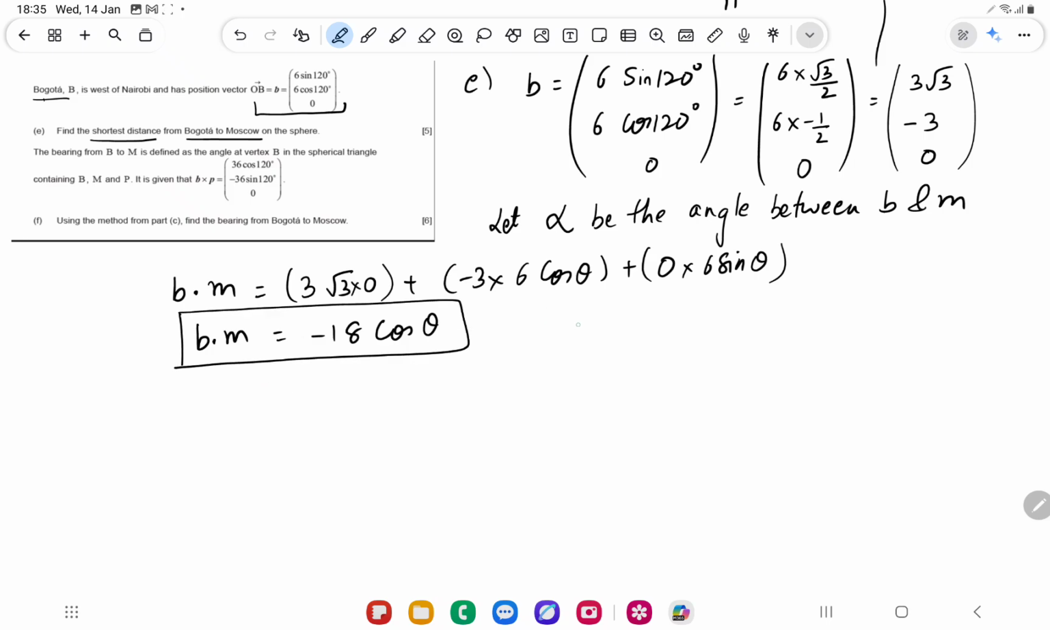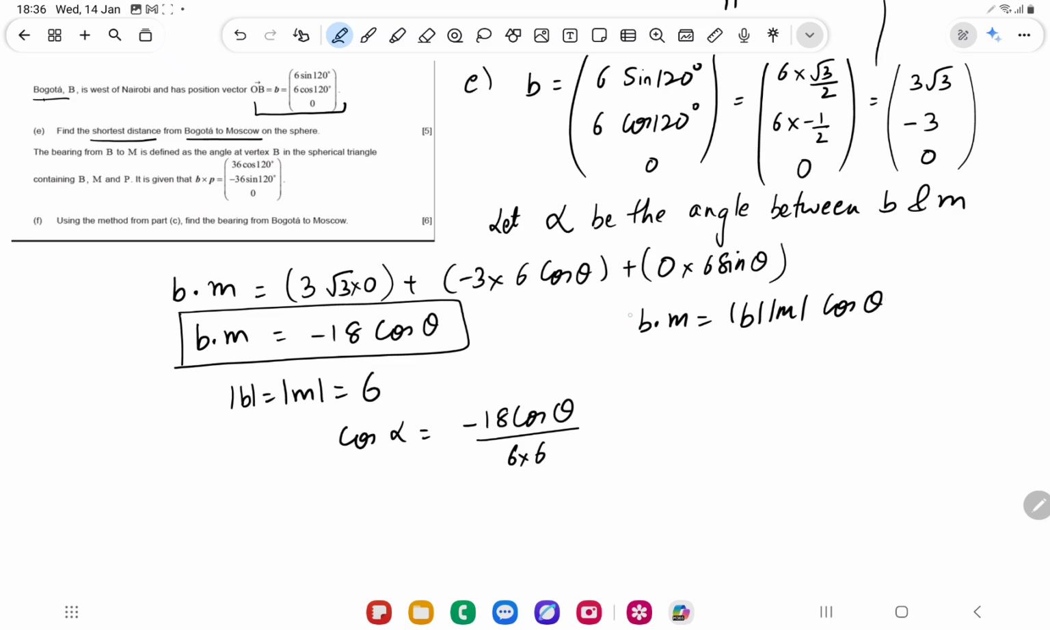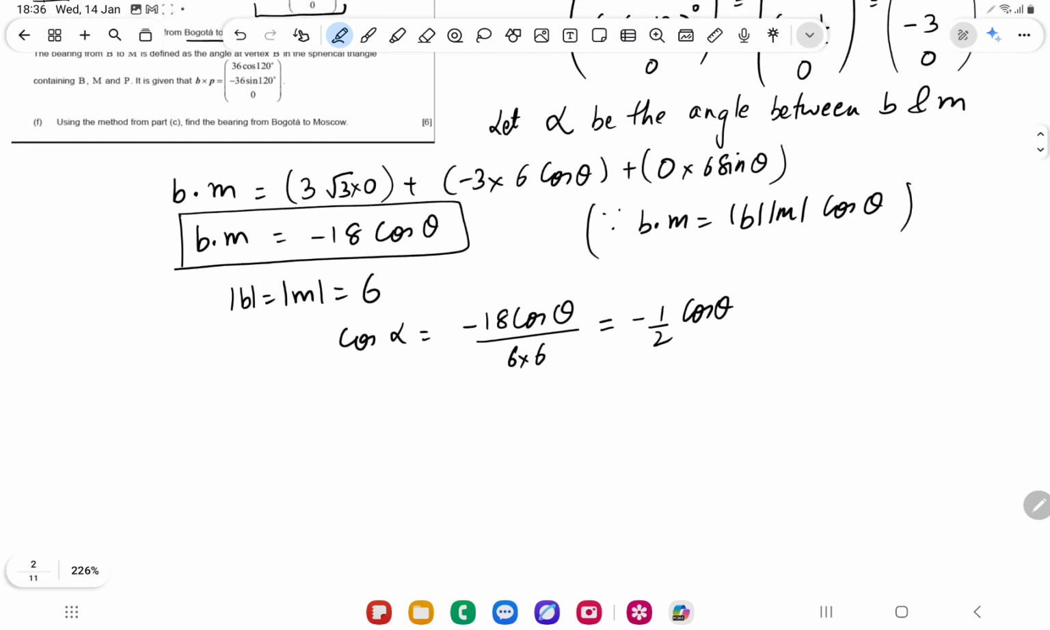Now the magnitudes of B and M are equal, and they are equal to 6. So I can write cos alpha as minus 18 cos theta upon 6 into 6. Now how I am getting this, because I am using the definition B dot M as modulus B modulus M cos alpha. So now if we solve this, you will get minus half cos theta.